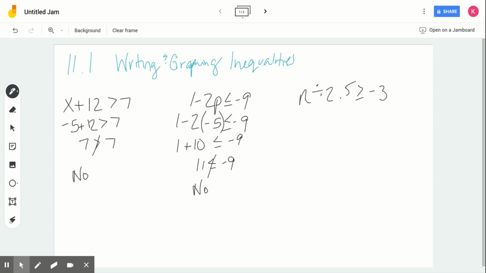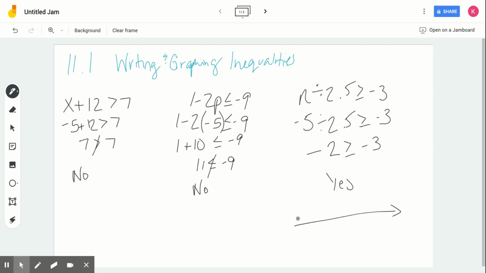Now for this last one, we have n divided by 2.5 is greater than or equal to negative 3. So again, we're going to plug in negative 5. Negative divided by a positive is a negative. 5 divided by 2.5 is 2. And is negative 2 greater than or equal to negative 3? This is yes. So negative 5 is a solution of this inequality.